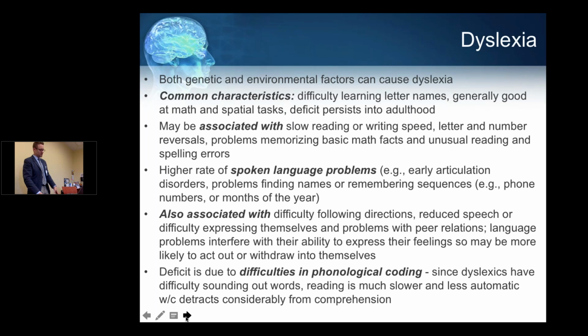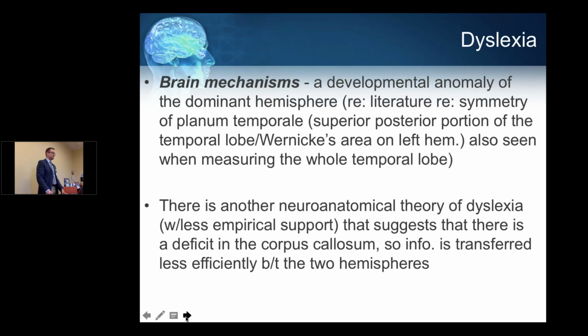So the brain mechanisms. Now you know why I didn't get through all the learning disabilities, guys. That's one of the major ones. We'd be here a long time.